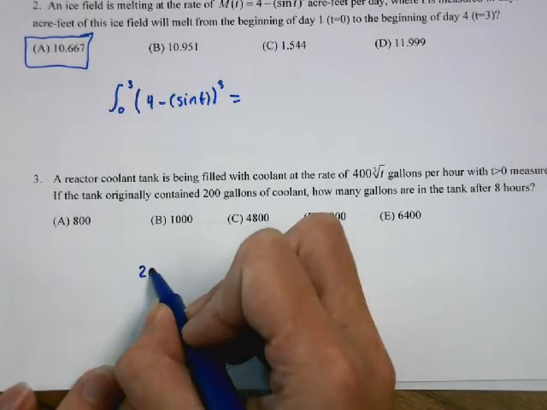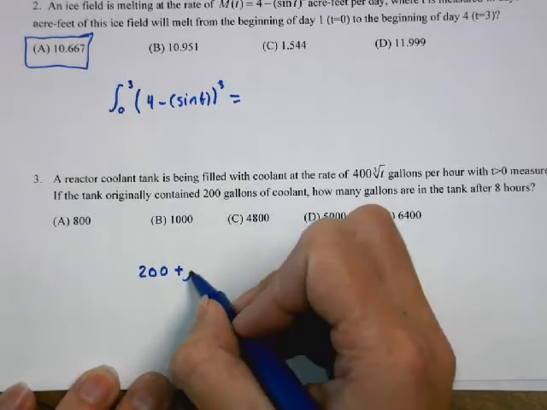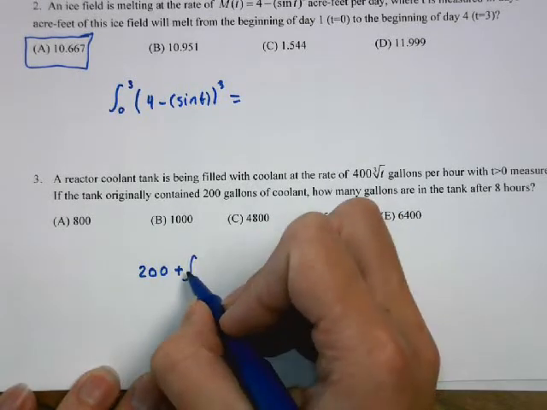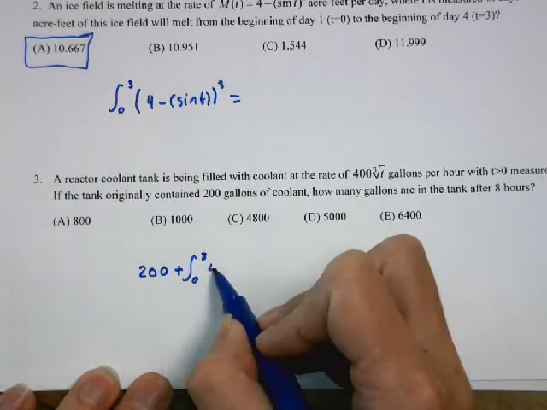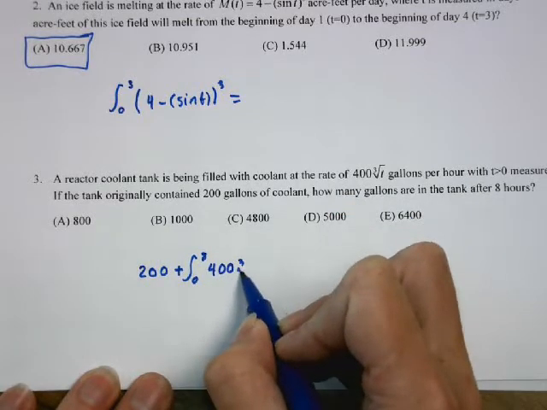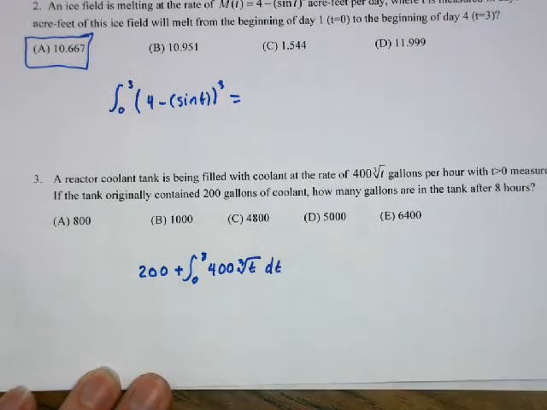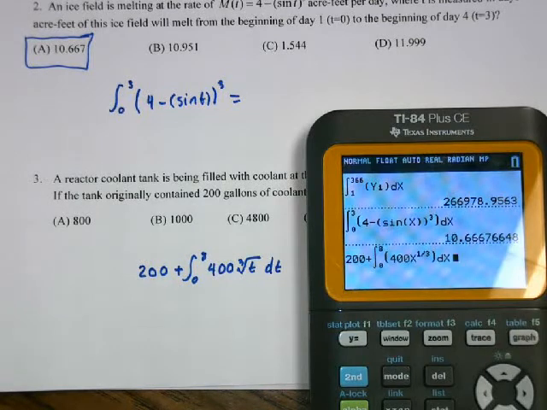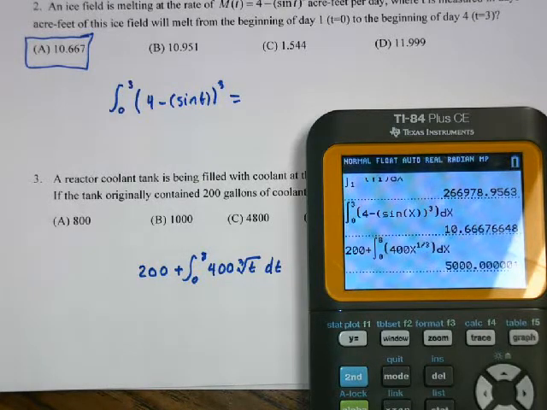So we're going to have 200 plus the integral from 0 to 8 of 400 times the cubic root of t. And again, type this in the calculator. Instead of the cubic root, I just did it to the 1/3 power. You can type it in as the cubic root by going to the math menu, but that's fine. Calculator's thinking, and the answer is 5,000.